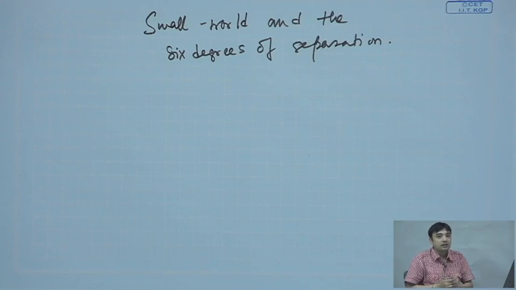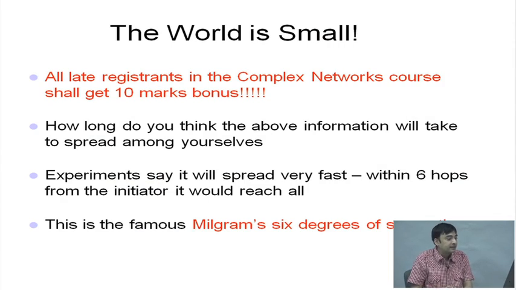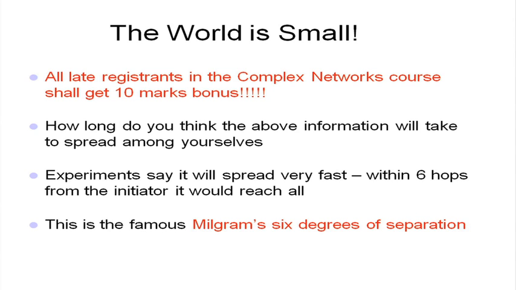So, suppose, look at these slides. Suppose if I say that all late registrants in the complex networks course will be given 10 marks bonus. Okay. So, how fast do you think will this information spread? In general, I would imagine that it would spread very fast among all the registrants of this course. So, if that is the case, then the question is why is it so that it spreads fast, and why is it so that it actually spreads in the first place.